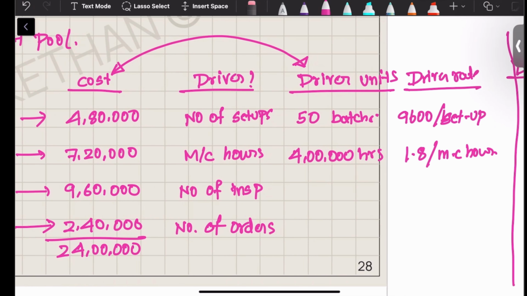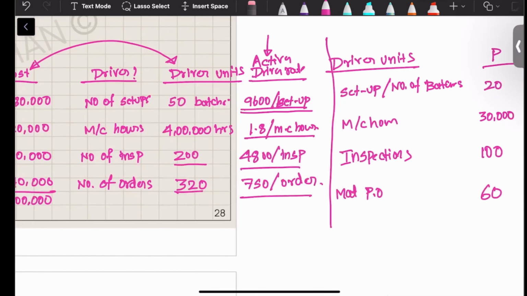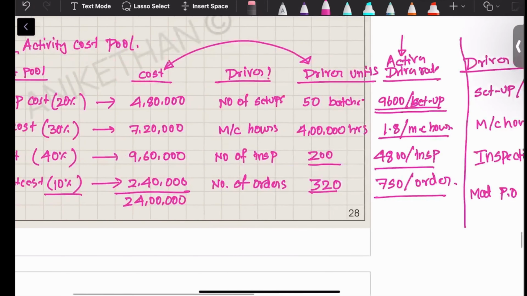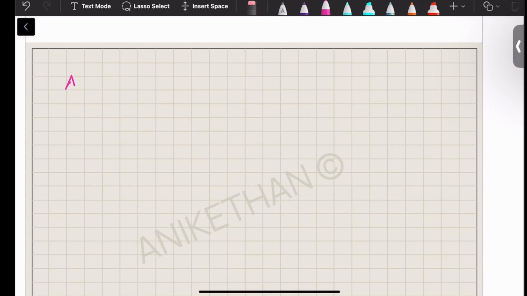Similarly, the number of inspections per batch data is also given in the table. So we multiply that with the batch. Also the number of orders is given. The total is 320. With this we will also get the driver rates for the remaining 2 activities. So this is the end of the first step.